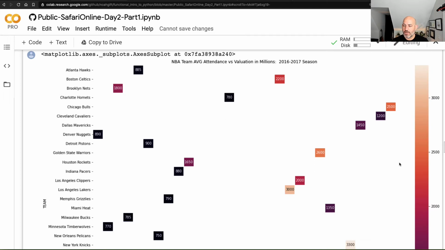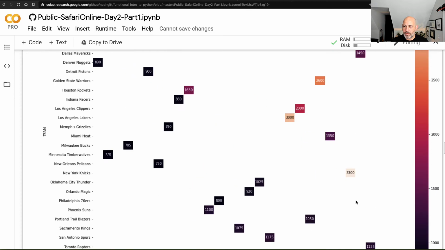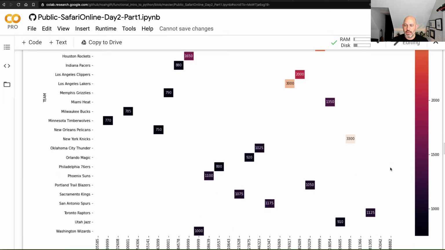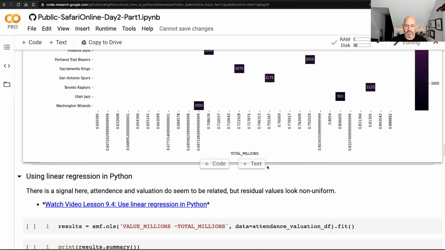For example, I think this one, the Chicago Bulls, is an outlier. And here's a couple right here too, like the Clippers and the Knicks. So you see they don't necessarily fit the pattern, the color scheme of everybody else. So that might be something to investigate.